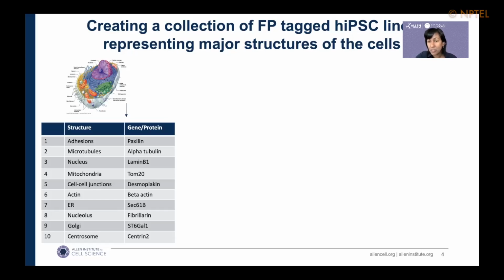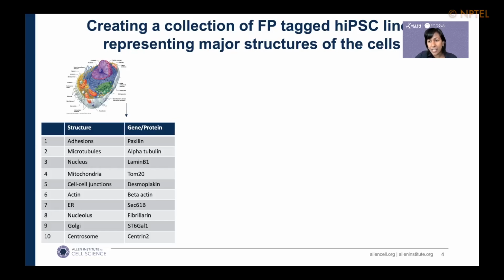So let's take microtubules as an example. We know one of the protein components of microtubules is alpha tubulin. So how we did this to visualize alpha tubulin as kind of the reporter for that structure is to tag that gene in the genome. This is where CRISPR-Cas9 came into play.